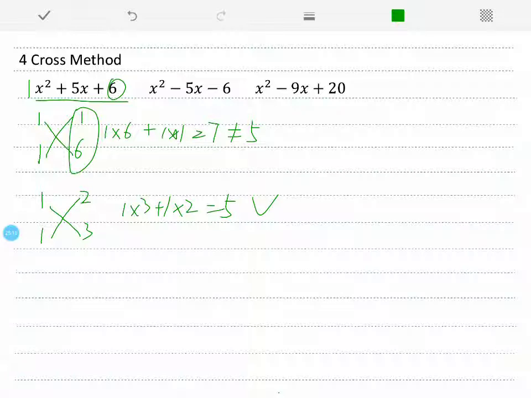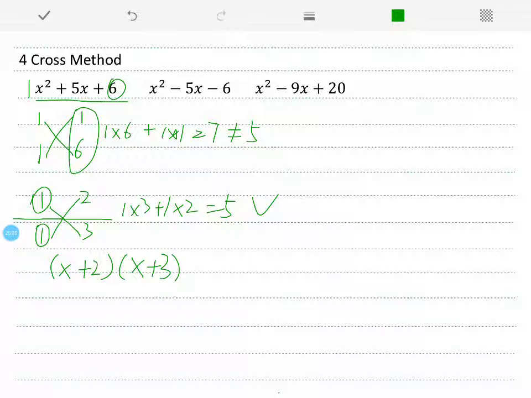And finally, we write the factorization. This 1 means the number before x, so write the bracket first. 1 means 1x, you don't have to write 1, you just write x. These two we choose the same row, not column. So x, that's positive 2, means x plus 2, then times x plus 3. So that's the factorization for question 1 by using the cross method.